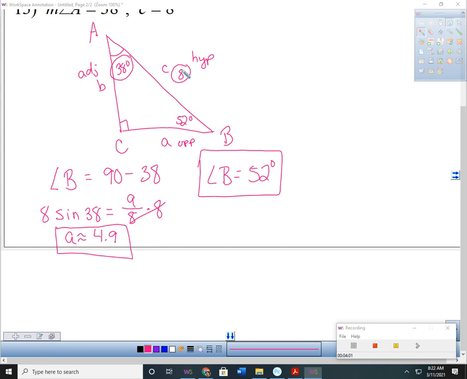And then if I want to find this side, that would be adjacent over the side that I have, hypotenuse, and that would be cosine. So cosine of 38 is equal to the adjacent side over the hypotenuse, and then I'm doing the same thing and multiplying by the 8. So B is approximately 6.3.